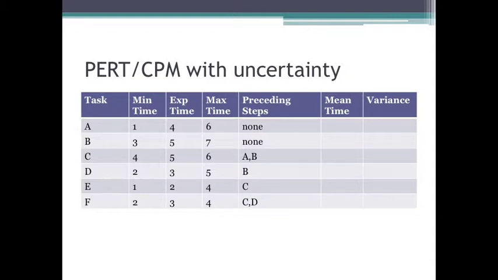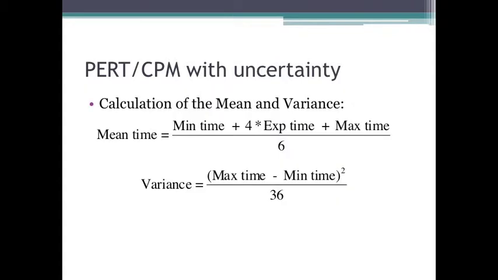Well, what do we do? The first thing that we need to do is convert this minimum, expected, and maximum time for each task into a mean task time. So we can find the mean and variance for each task. We calculate the mean for each task, and that's just going to be minimum plus 4 times expected plus maximum, all divided by 6.